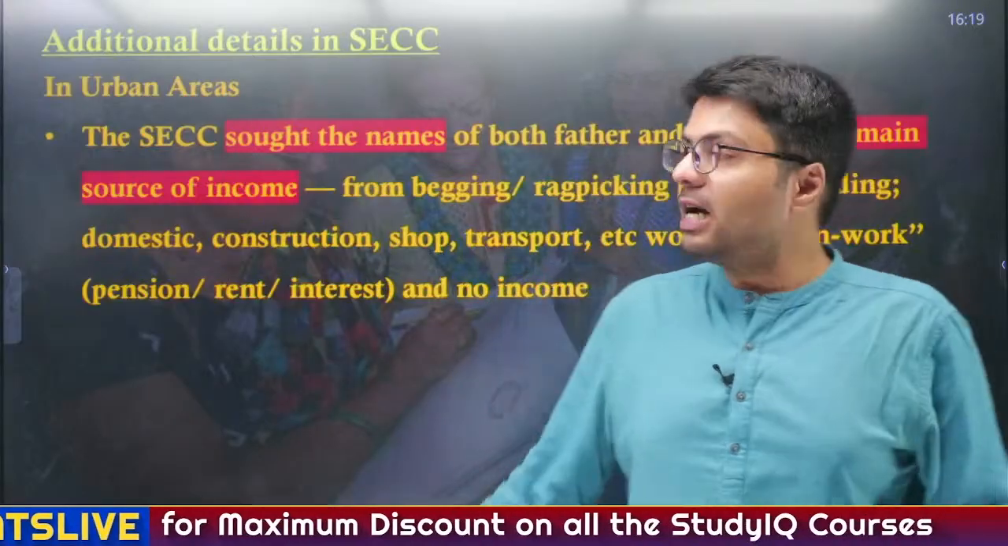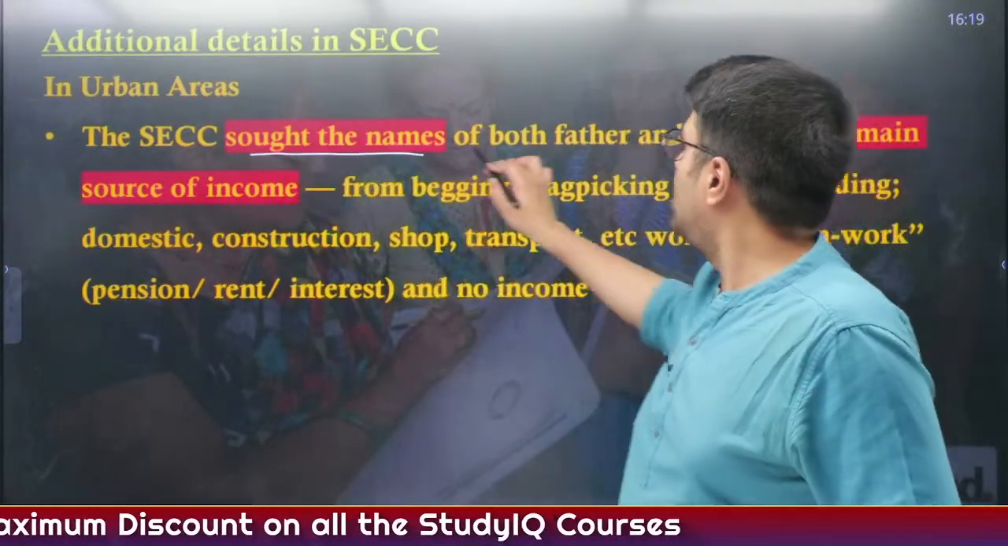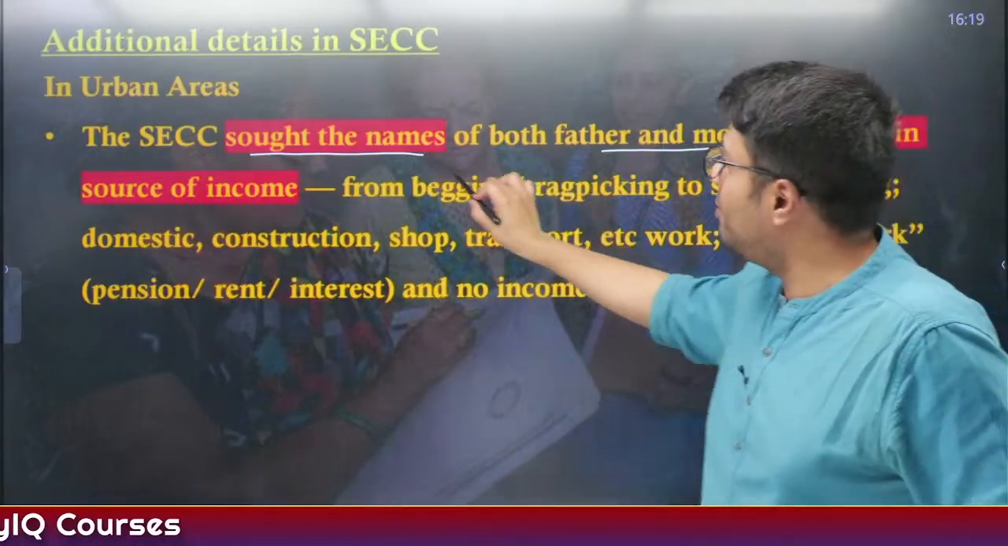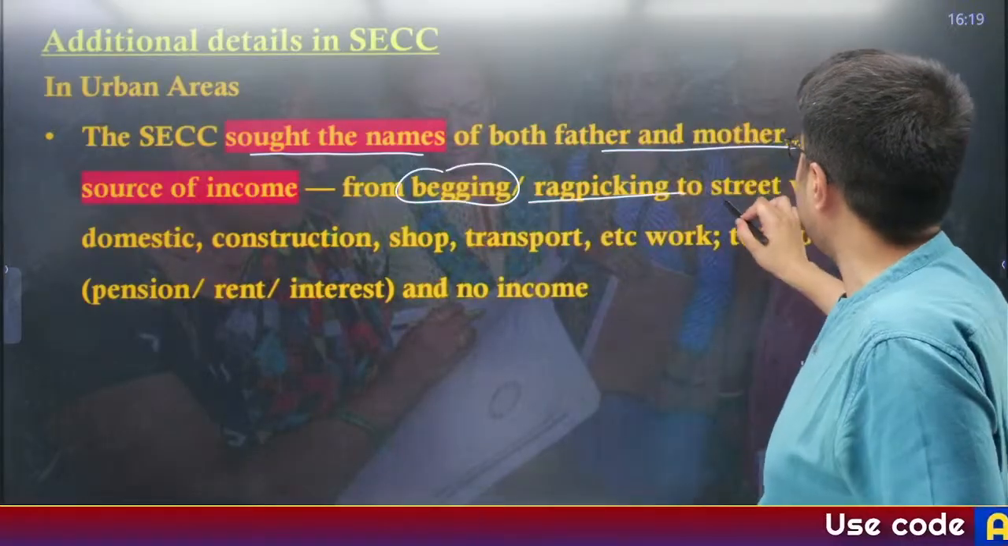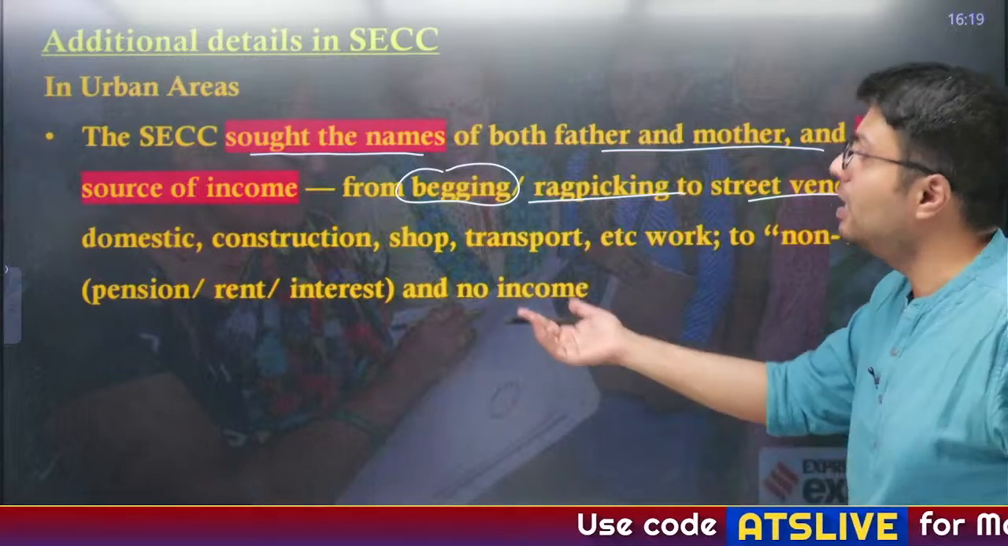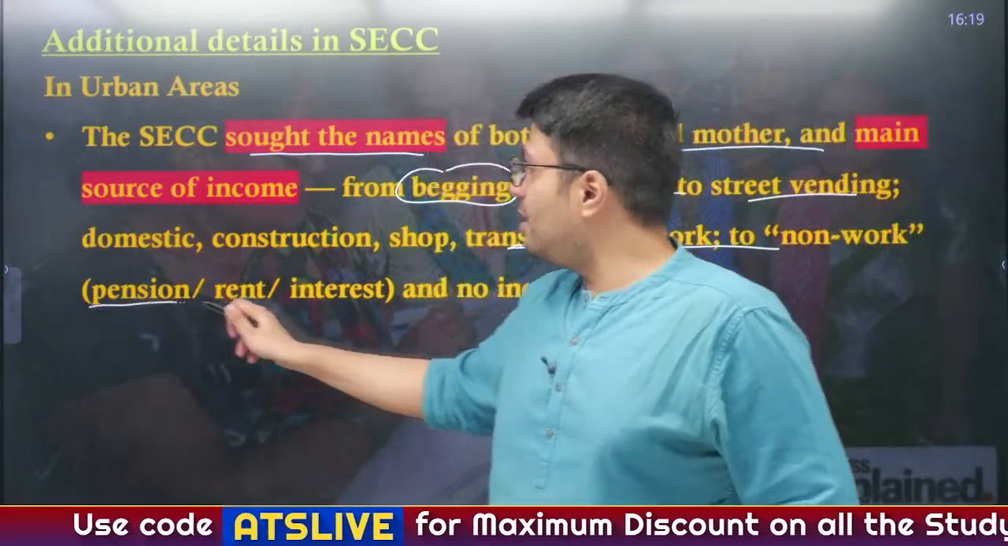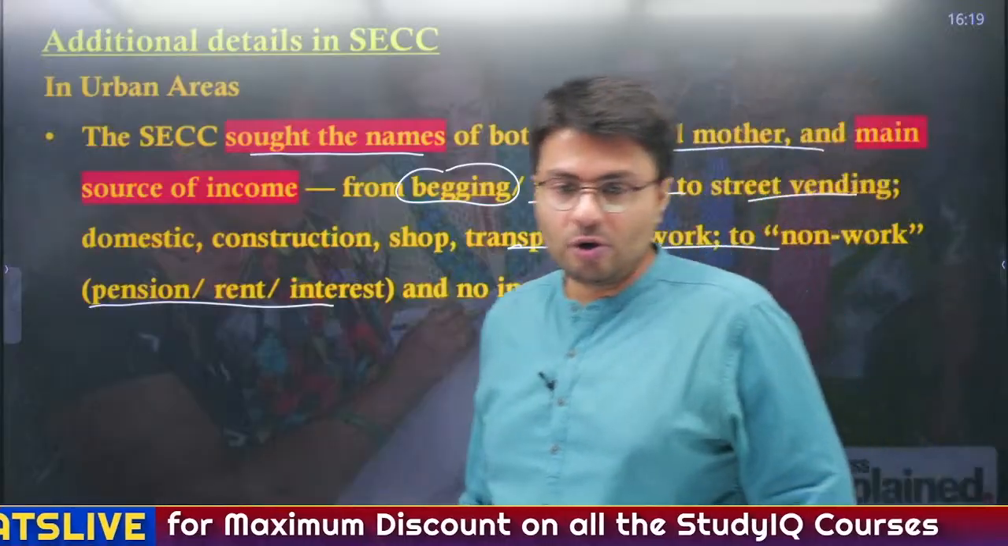Now in urban areas, whenever the SECC person went, they sought the names of both father and mother and also their main source of income, whether they belonged to occupations like rag picking, street vending, begging, or what kind of work they were involved in, and also whether, if you're retired, you're getting a pension or not, right?